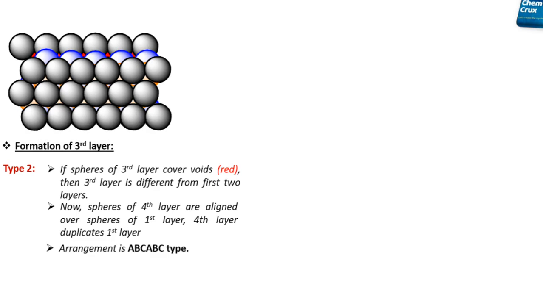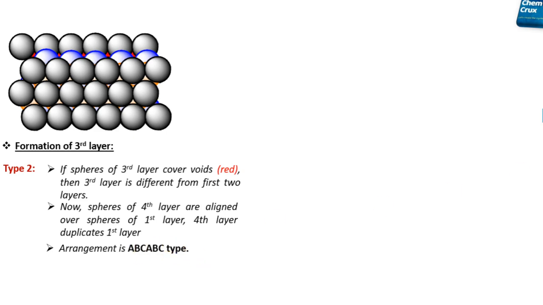So if I say that the first layer is of type A, the second layer formed by the blue spheres by covering the green colored voids is of type B, the third layer formed by the orange colored spheres by covering the red colored voids is of type C, and the fourth layer formed by covering the blue colored voids aligns with the spheres of the first layer and is of type A. So the arrangement is ABC ABC type.